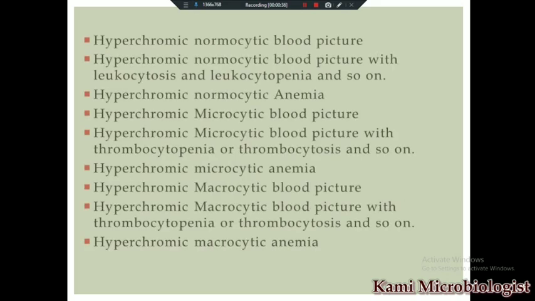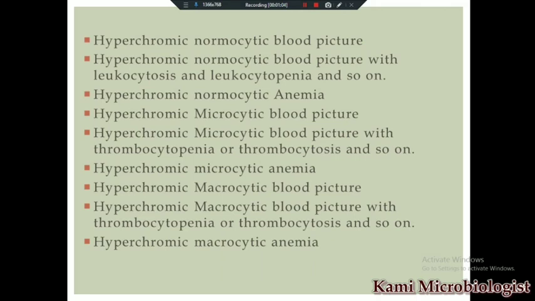So the first comment is about the hyperchromic normocytic blood picture. When you see in the blood picture report, the CBC report, that the values of MCH and MCHC are high, then we call it hyperchromic. And if you see that the MCV value is normal, then the comment will be hyperchromic normocytic blood picture.